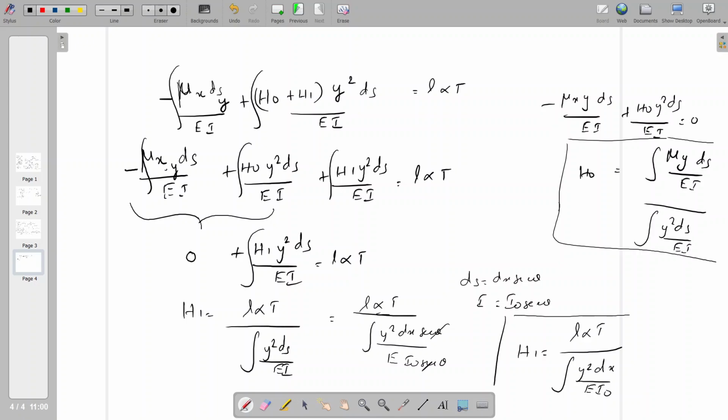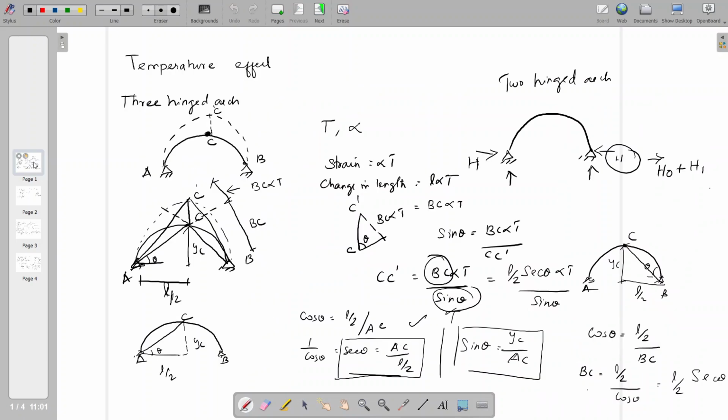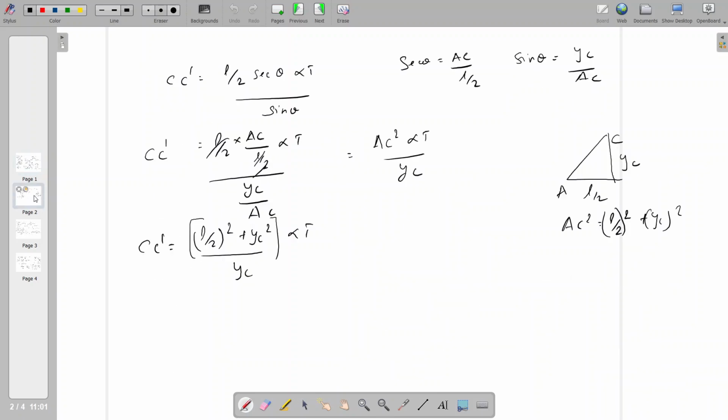So this is the formula for the additional horizontal thrust due to temperature change. With this formula we can do some problems to find the additional horizontal thrust, and in the three hinged arch we can find the expansion, the rise of the crown point from C to C dash.